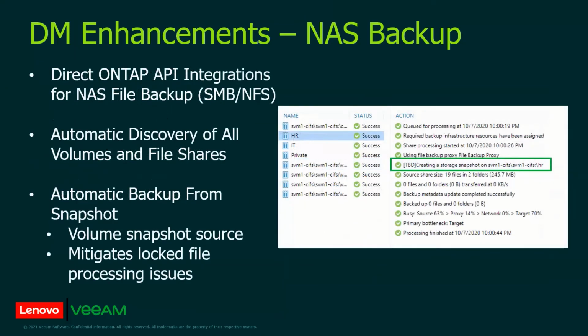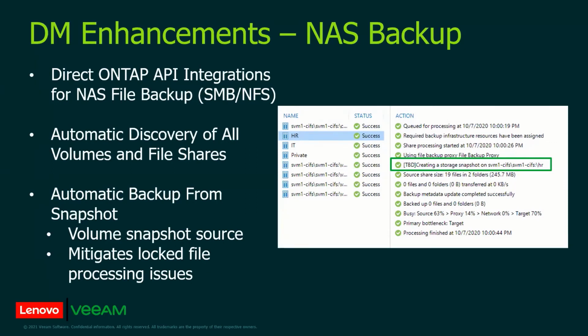The other thing that we've done specific to ONTAP is automate the backup from storage snapshot. If you're familiar with Veeam NAS backup, in the case where a file is locked while we're running our NAS backup, we'll retry it a couple of times. But if it remains locked for an extended period of time, that file won't be backed up during that particular session. We'll have to pick that up in a subsequent session.